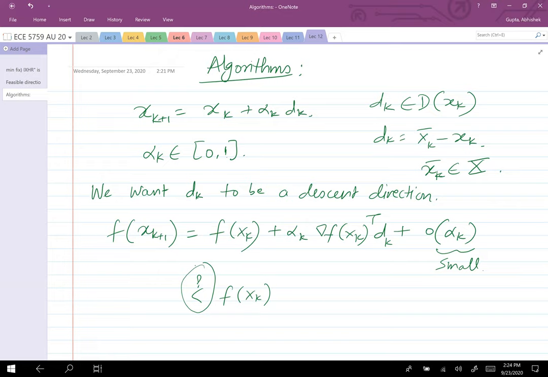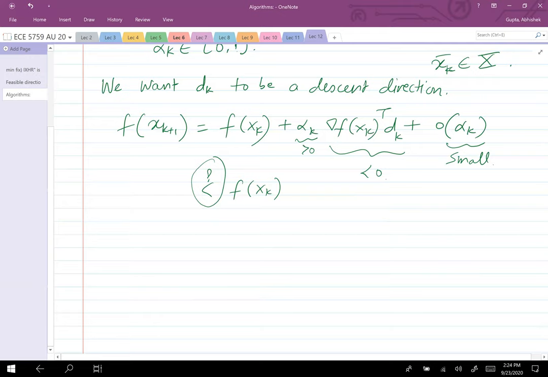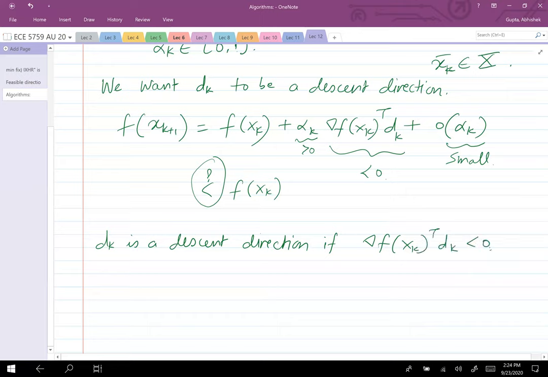What do you think? So this term is small. This term is positive, so alpha k is greater than zero. So this term should be less than zero, right? So in other words, dk is a descent direction if gradient of f of xk transpose dk is strictly less than zero.